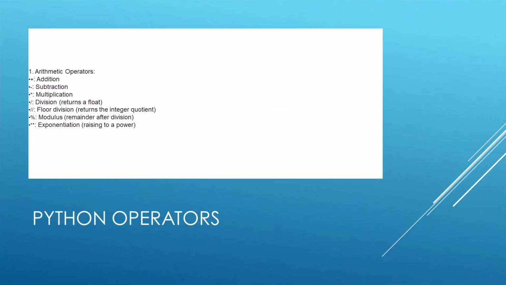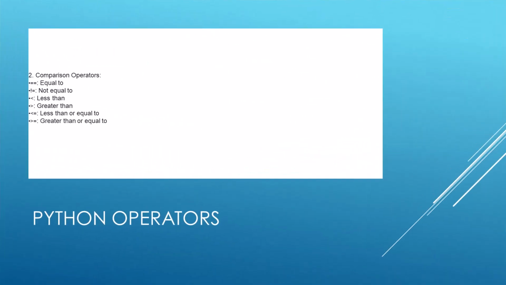Python operators are fundamental building blocks for writing expressions and performing various operations in Python. They are used extensively in Python programming for calculations, comparisons, logical operations, and more. In Python, operators are special symbols or keywords used to perform operations on variables and values. Here's an overview of the main types of operators in Python.